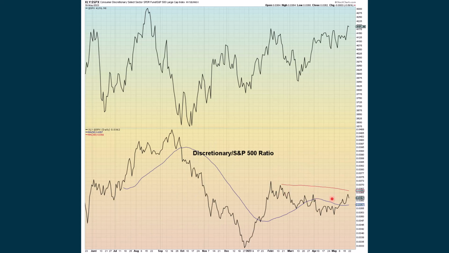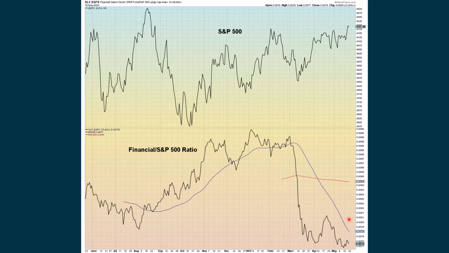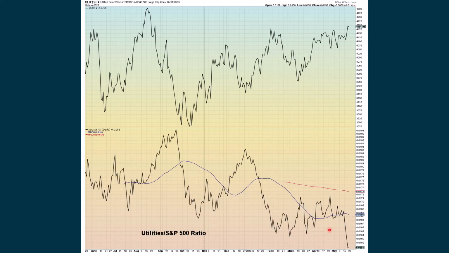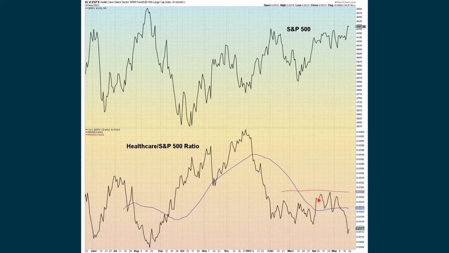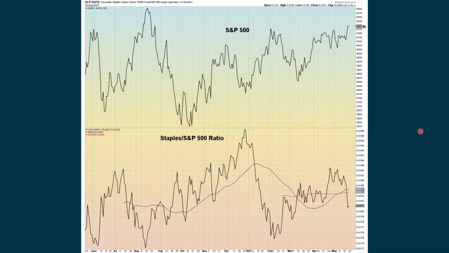Discretionary has been pretty much chopping sideways. Materials are starting to go into a downtrend. The financials, with all this banking news that's coming out, continue to be in a downtrend. Real estate is also in a downtrend. Utilities are in a downtrend. Healthcare is also in a downtrend. And here's another look at healthcare, showing how there is some weakness coming through.